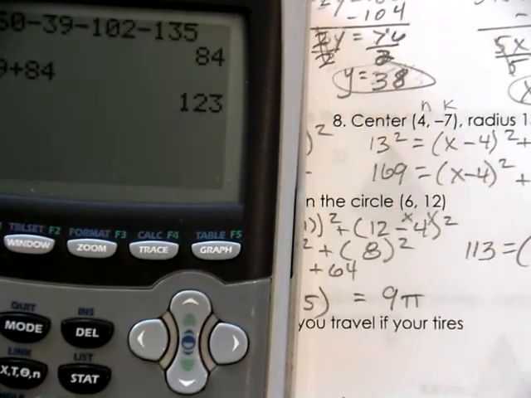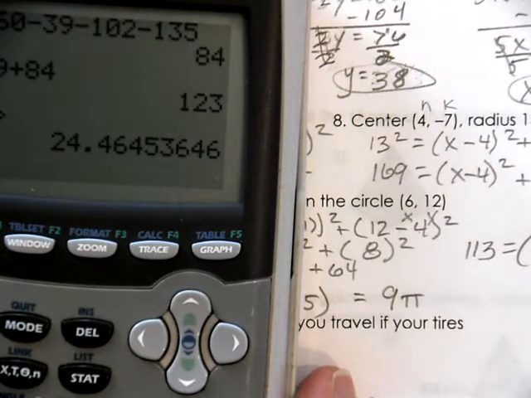And if we wanted a decimal version of that, that's going to come out to be 28.27.